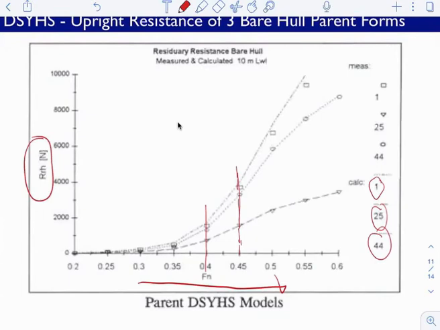So these are going to be a lot beamier boats with much higher prismatic coefficient than, say, these boats down here that have a much lower beam and smaller length displacement ratio.